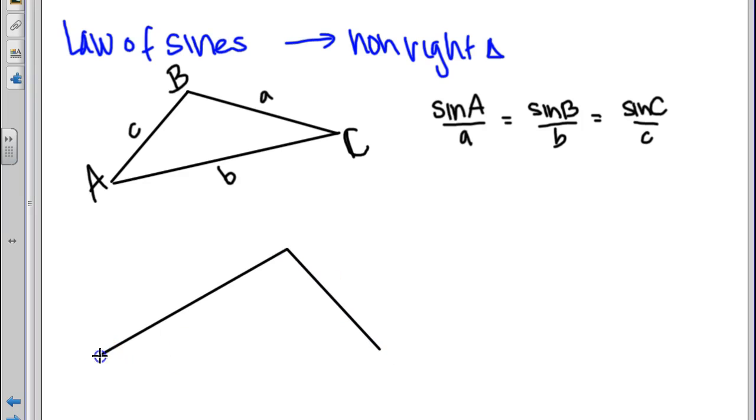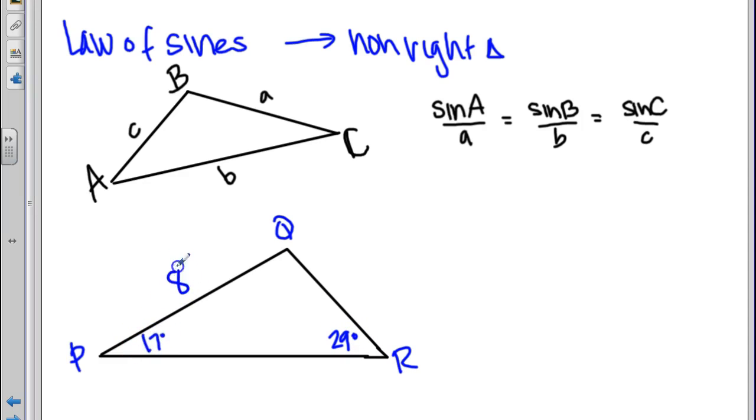So non-right triangle, if we have right triangle, we know we can use our right triangle trig. We can pull out the SOHCAHTOA stuff and get after it, right? But this is a non-right triangle. So this is triangle PQR. No right angles in this triangle. This angle is 29 degrees. This angle is 17 degrees. And this side is 8.